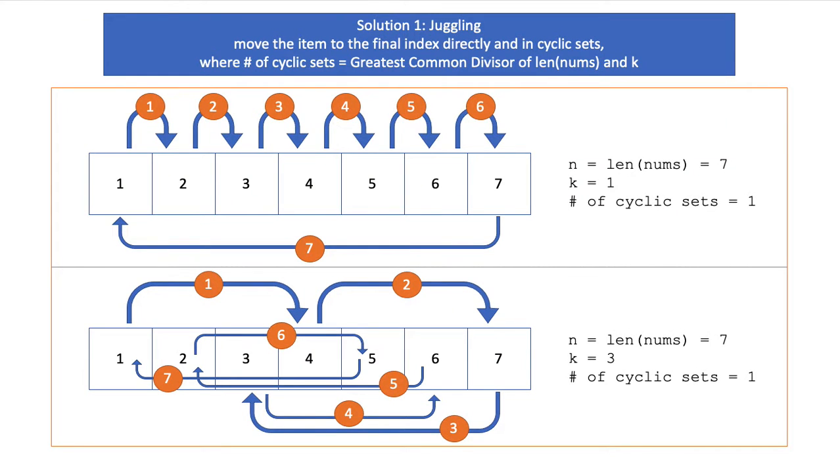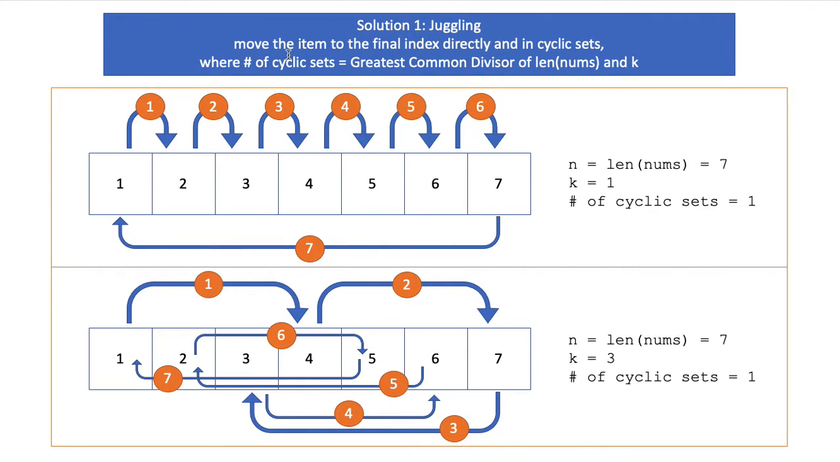There are three solutions I would like to introduce in this video, but the possibilities are certainly not limited to these three solutions. Solution 1, juggling. Juggling means we move the item directly to the final index. But when we do that, we'll do this oftentimes in cyclic sets.